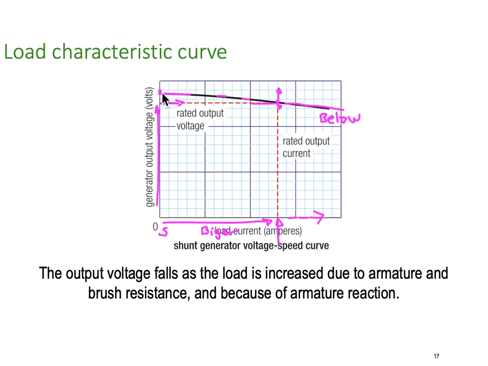So we start high. As we approach the rated load, we hit the right spot for the rated voltage of the generator. If we go above our rated current, then the voltage at the terminals begins to drop, and it will continue to drop.